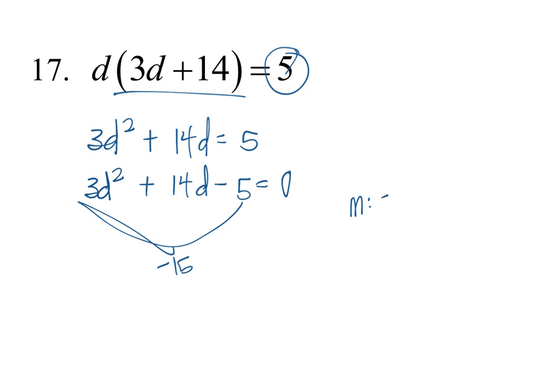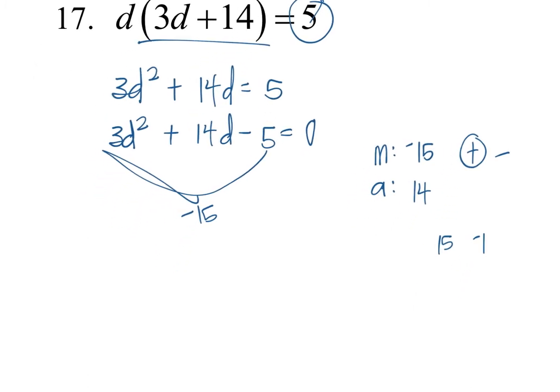If you're multiplying to get a negative 15, a negative means your signs must be different, but if you're adding to get a positive 14, then your larger number must be positive and your smaller number must be negative. So 15 and 1, if we made the 15 positive and the 1 negative, they would add to give us 14. So let's rewrite that 14d as plus 15d minus 1d minus 5.